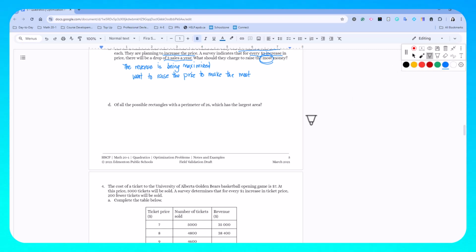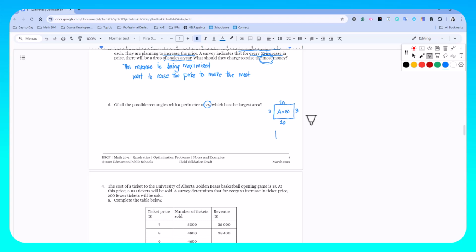Now in this question it says, of all the possible rectangles with a perimeter of 26, what does that mean? Well, we could have a rectangle like this, and I'll just give an example. Let's say this side is 10, this side is 10, and this side is 3, and this side is 3. This has a perimeter of 26, but the area is 30. What if we adjust the lengths and widths so that the area is more? We could get an area that's bigger than 30 or even less.